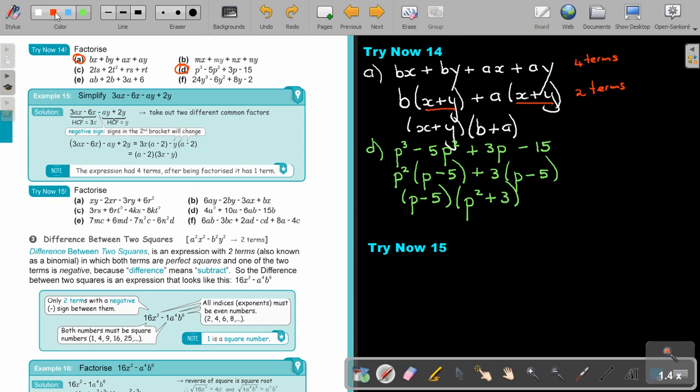In this case, if you notice, all of them were positive. We're going to look now at an example where the sign in between is going to be negative. So if I look at this one, I do exactly the same.